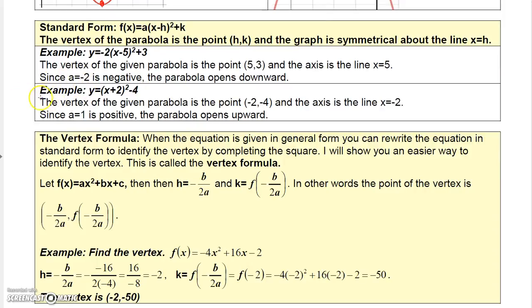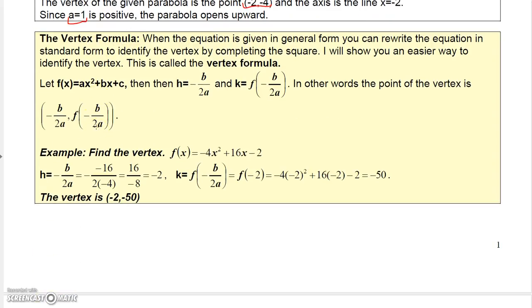So for instance, if you have y equals minus 2 times x minus 5 quantity squared plus 3, we know the vertex is the point 5, 3, and the axis is the line x equals 5. And we know that this one opens downward since a is negative. The a here is negative 2. Now for this one, the vertex would be the point negative 2, negative 4, and the axis would be the line x equals negative 2. And since a equals 1, a positive number understood to be a 1 right there, the parabola opens upward.